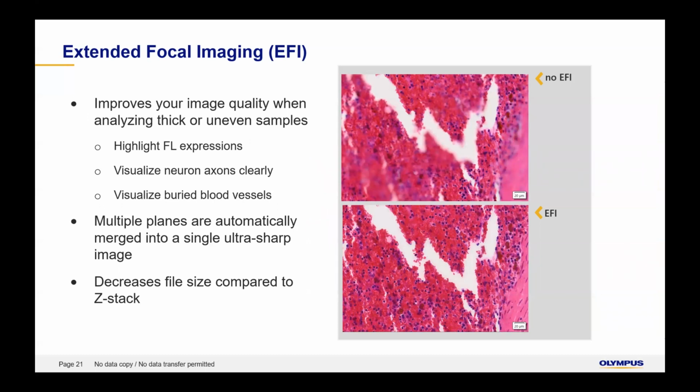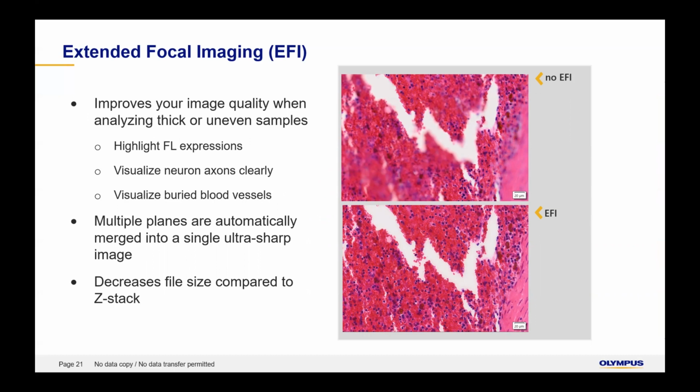So why do we use an EFI? As you can see on the top, when your tissue is very three-dimensional, you can have in and out of focus areas even within a single field of view. For an EFI, the VS200 will acquire a Z stack and then determine the most in-focus pixel and assemble those into a single image. This has 2 benefits.